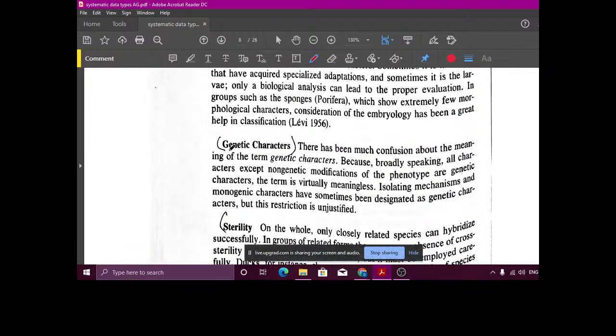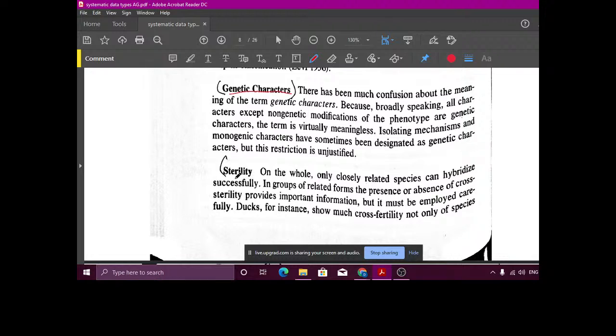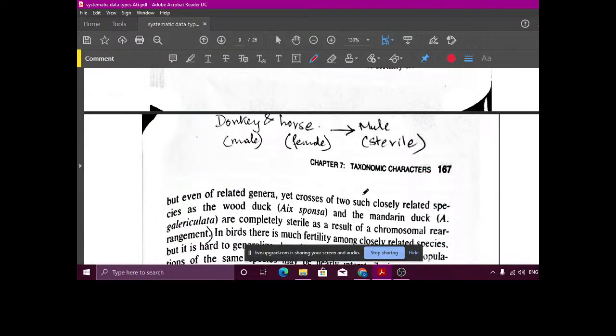Then we have genetic characteristics. Obviously, all changes which take place, take place at the level of genes, DNA and RNA. Sterility: like I talked about the example of a mule, which is sterile, formed as a result of a cross between a donkey and a horse. The mule is sterile.